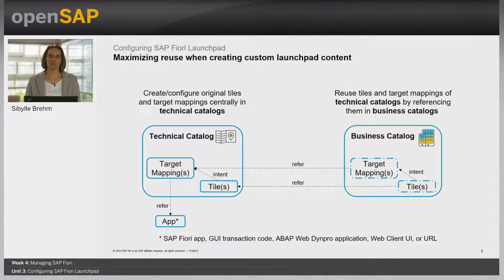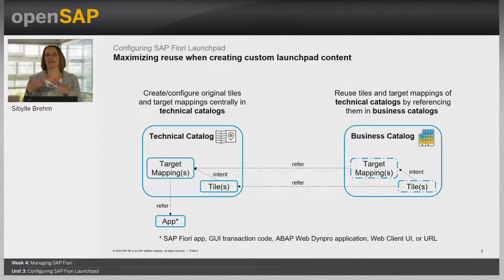To make reuse easier, we differentiate between two types of catalogs: technical catalogs and business catalogs. This is a logical difference, not a physical one. Technical catalogs are used as containers for the original tiles and target mappings. They hold the main technical details and parameters for all your tiles and target mappings, regardless of role usage. Business catalogs gather references to the tiles and target mappings in the technical catalogs, collecting them up into sets that relate to a particular process or task.